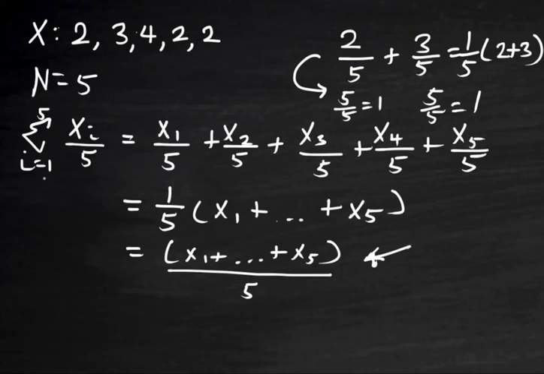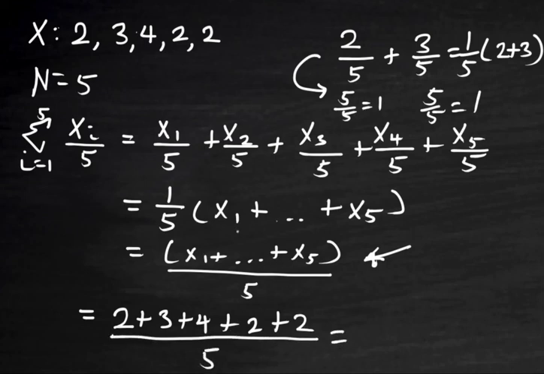So with the cookie example, the values are 2, 3, 4, 2, and 2. And we want to find the expectation of this. And so we're going to replace the x1 plus dot dot dot to x5 with the real values that we're calculating here. And so it's 2 plus 3 plus 4 plus 2 plus 2 divided by 5, and that's equal to 13 divided by 5, which is equal to 2.6.